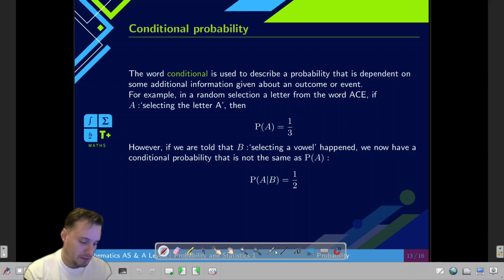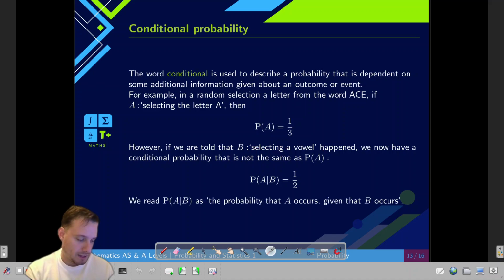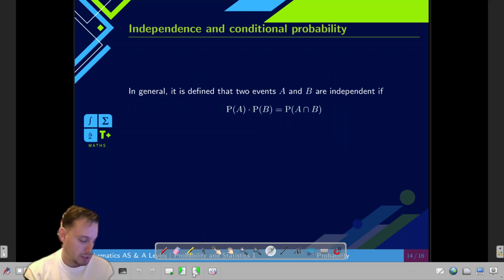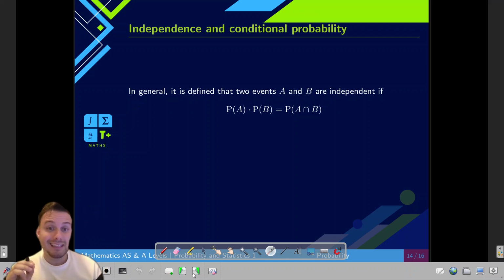This that we have here is called the probability of A given B, or A knowing B. So essentially what we're doing is we are measuring the probability of the first event having the knowledge that this actually happened. In this case, A meant selecting the letter A and B meant selecting a vowel.